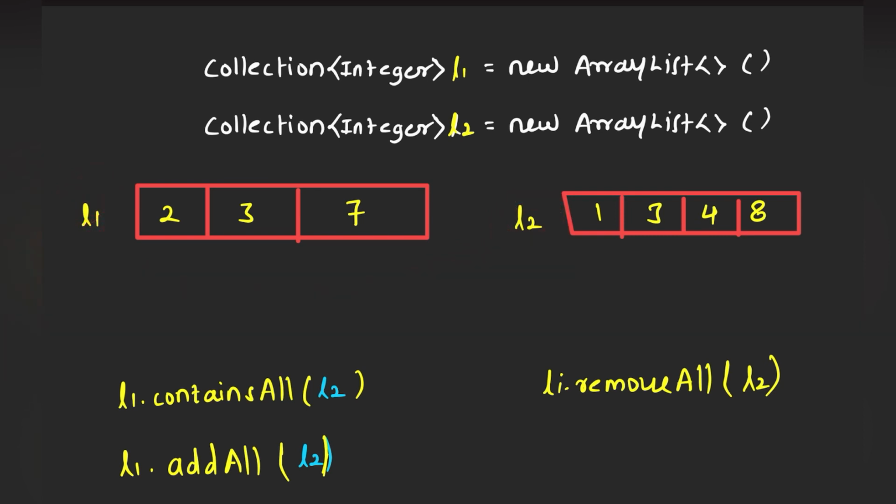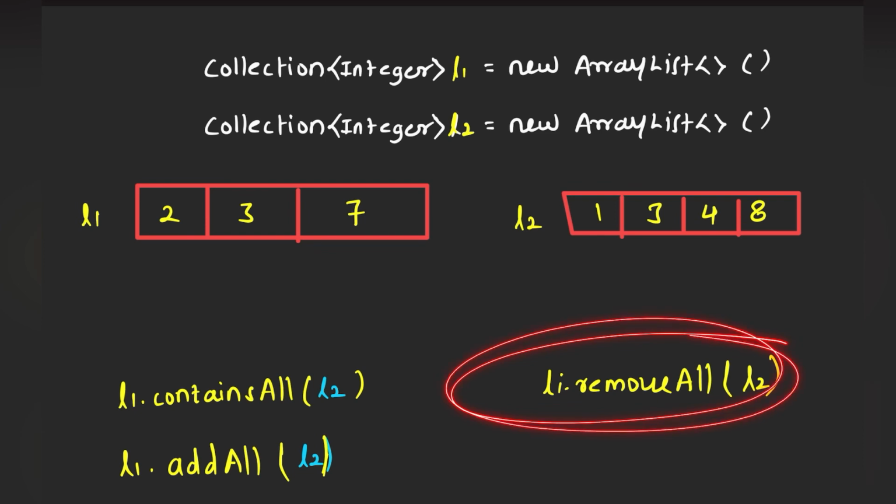The second one is called addAll. So what does it say? It simply adds all the values from L2 to L1. So it would be 2, 3, 7, 1, 3, 4 and 8. This is how my list will look.